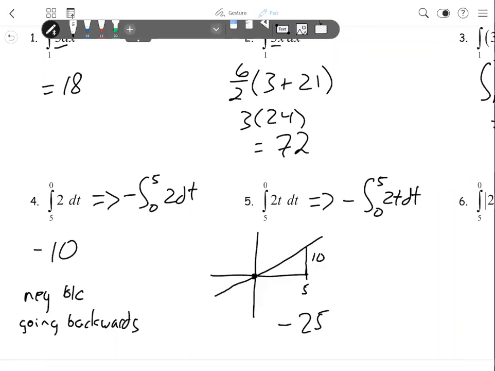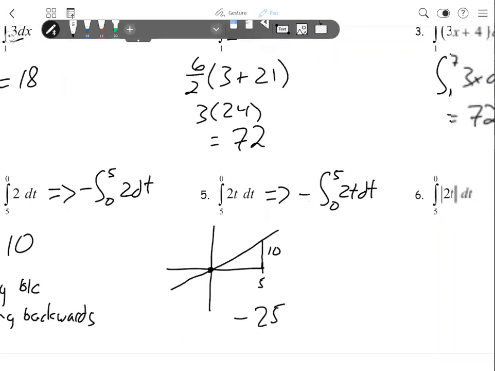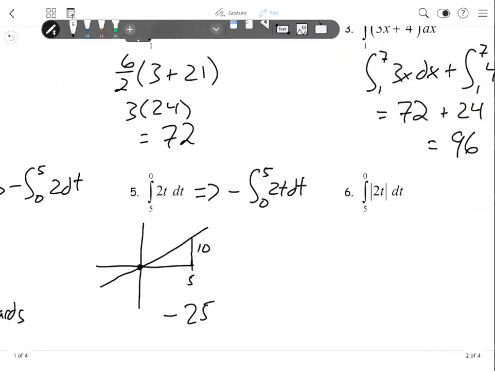Yeah, it makes sense. Okay, so the last one here, I have the integral from 5 to 0 of the absolute value of 2t. And so my bounds are out of order. So I'm going to reverse this, making it negative: the integral from 0 to 5 of the absolute value of 2t dt, and then I have the negative out front.